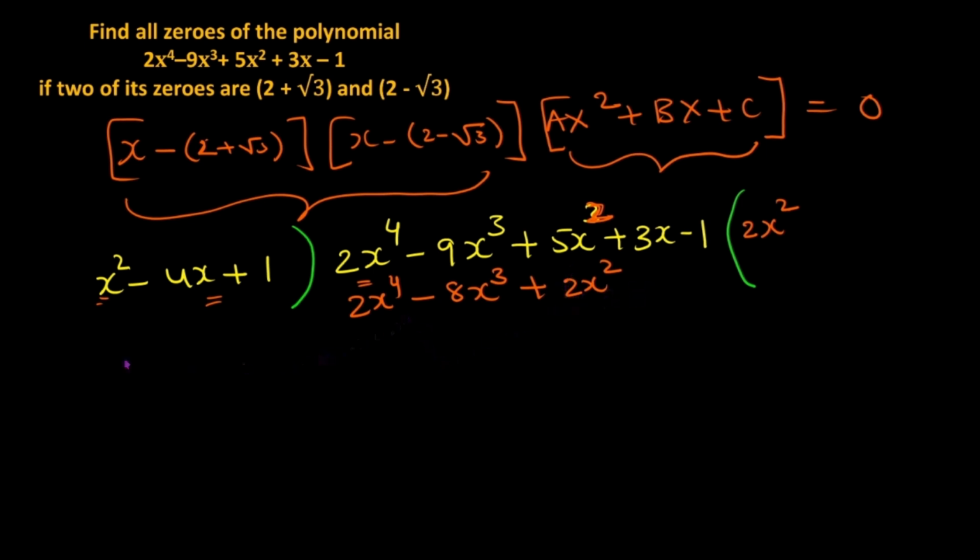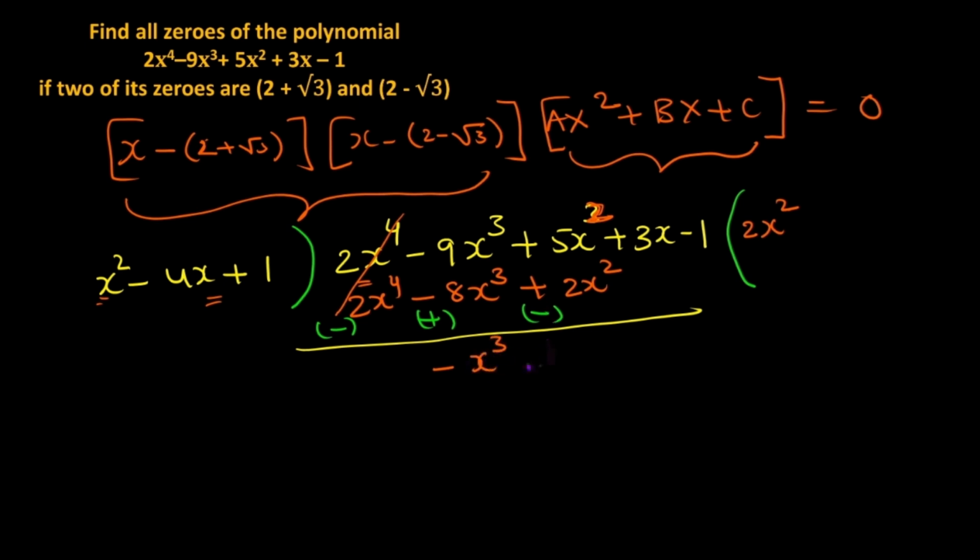Now we subtract these two terms. While subtracting, we need to change the sign. Then what do we get here? These two terms get cancelled, and this one becomes minus 1x cube.